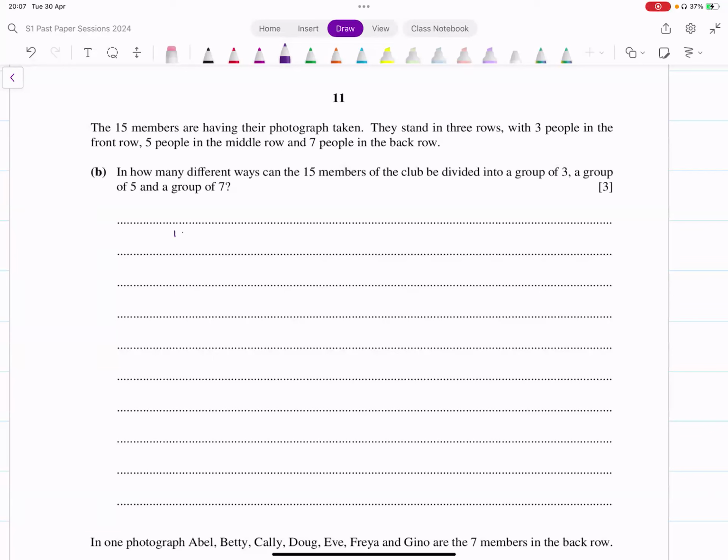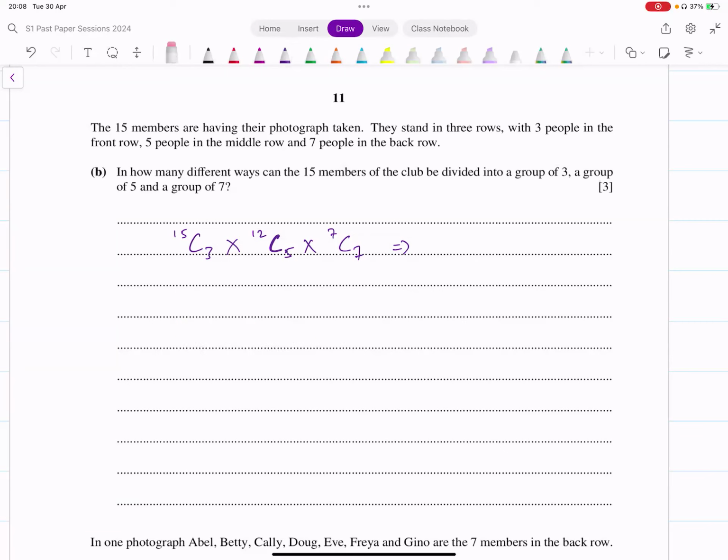One group has to have 3 people, so that's 15C3. And then from the remaining 12 people, you need to make a group of 5. That will give you 12C5. And then from the remaining 7 people, you need to have a group of 7, so that's 7C7. And that should give you the result. Now, you could do it in any order. You could also select this 7-member group first if you wanted. 15C7 into 8C5 into 3C3. You could also do it that way, or any other order. It will give you the same result, whichever order you use.